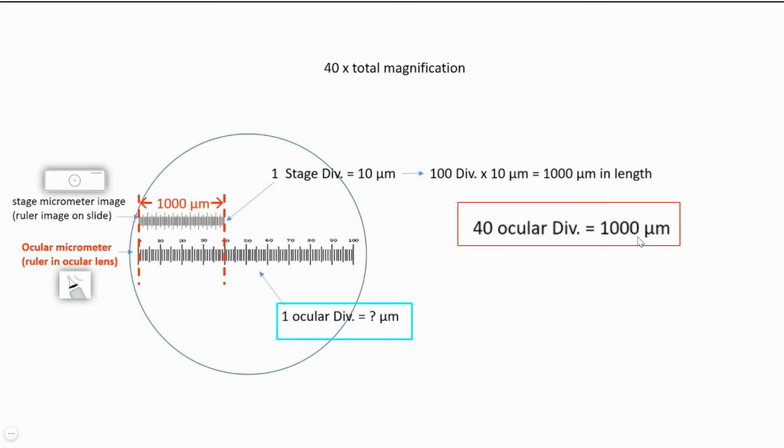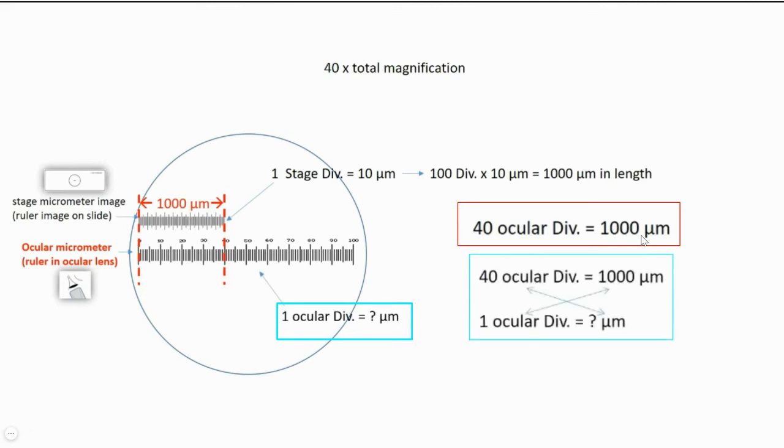Now it's your turn to pause the video and see if you can calculate what will be the value of each ocular micrometer division if 40 divisions is 1000 micrometer. Thank you for pausing. So basically you do a cross multiplication, and one ocular division will come as 1000 micrometer divided by 40 divisions, that is 25 micrometer.